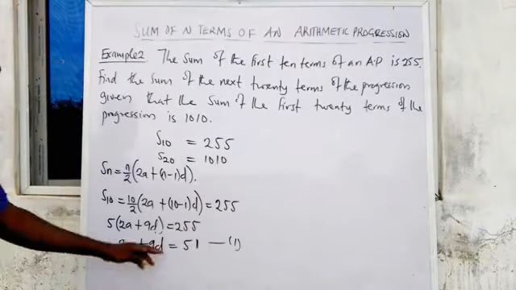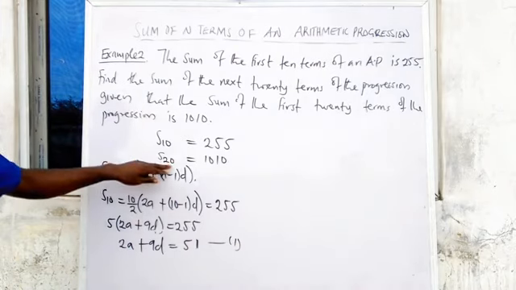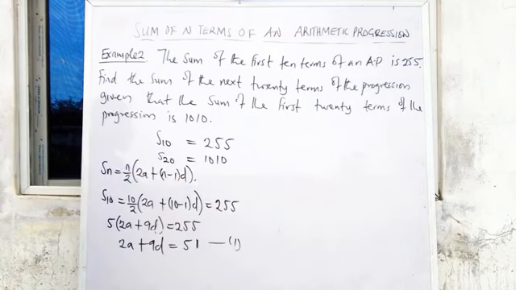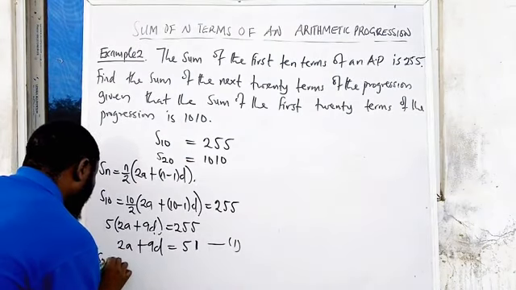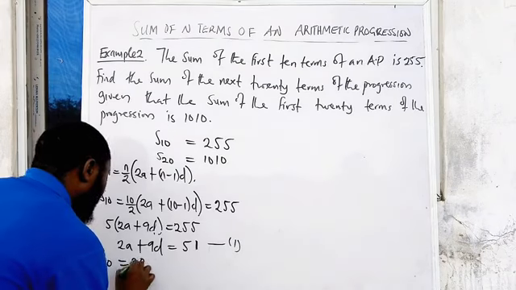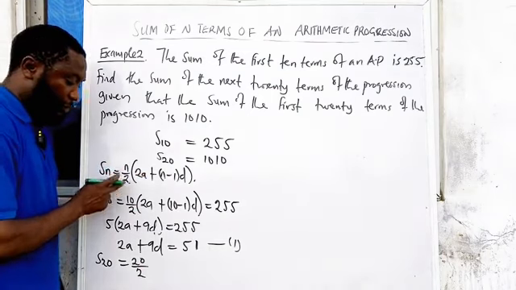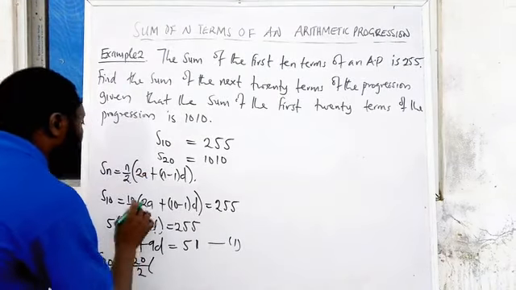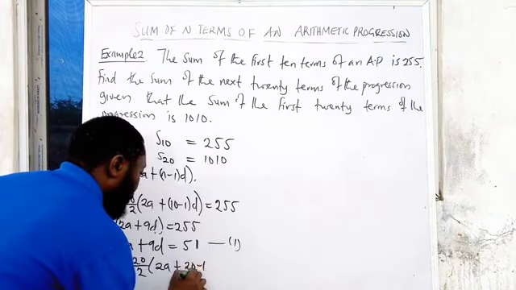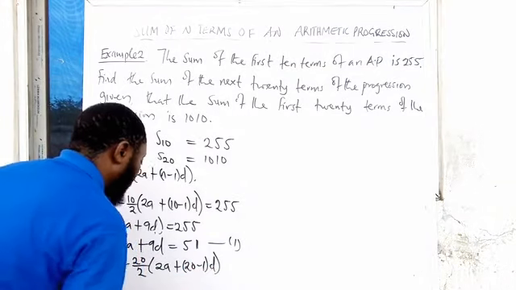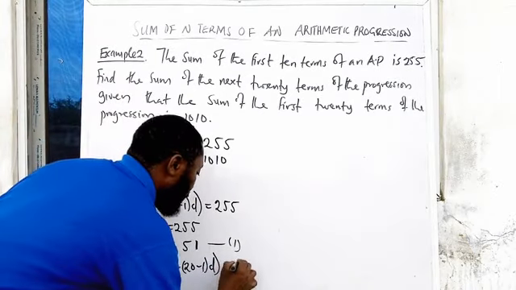Also, let's find the sum of the first 20 terms again. Let's use that to form the second equation. So we have S20 equals 20 divided by 2. You know, we are using this formula. n is 20 divided by 2. Open bracket, 2a plus 20 minus 1 d. Close the bracket. Now, and everything here, S20 is 1010, equals 1010.